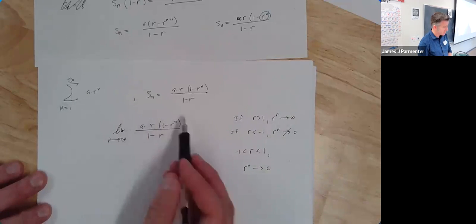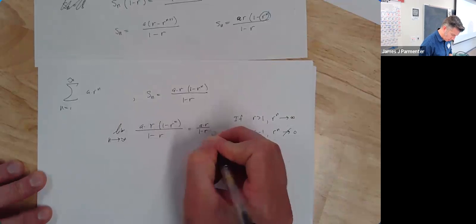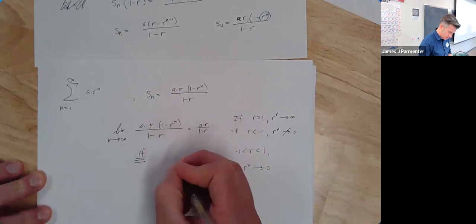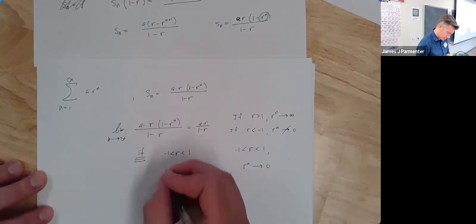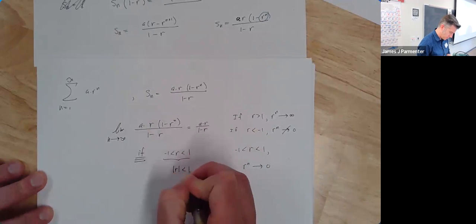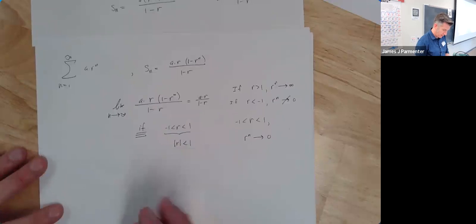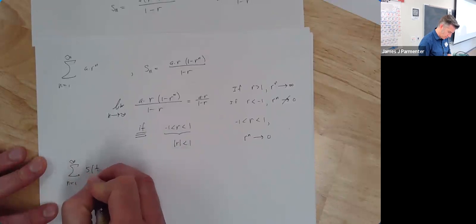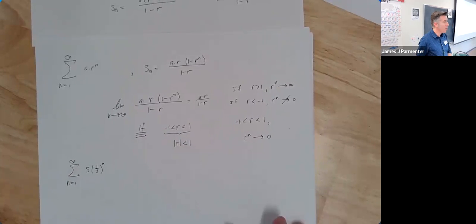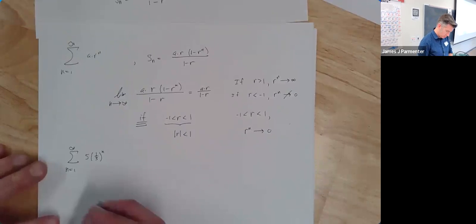Which means that this thing is going to converge to a times r over 1 minus r if r is between -1 and 1. Or, as people usually write it, the absolute value of r is less than 1. That is a number. So, for example, if I wanted to find the sum from n equals 1 to infinity of 5 times 1/3 to the n, well, I know it's convergent. Well, first of all, I know it's a geometric series.